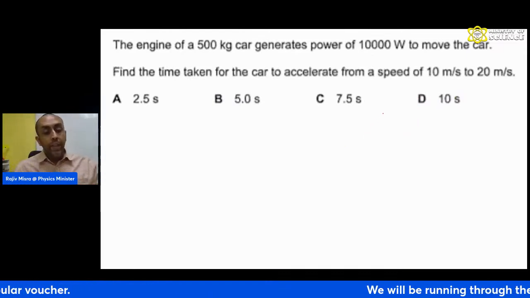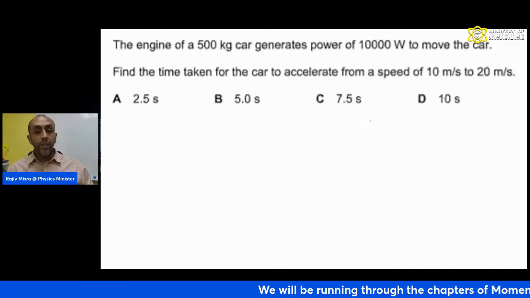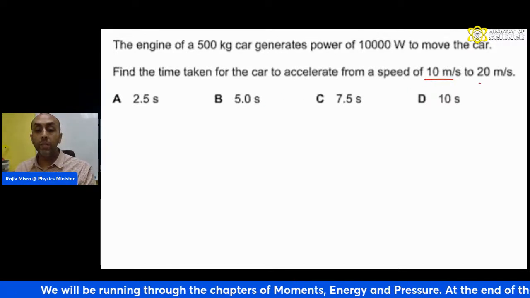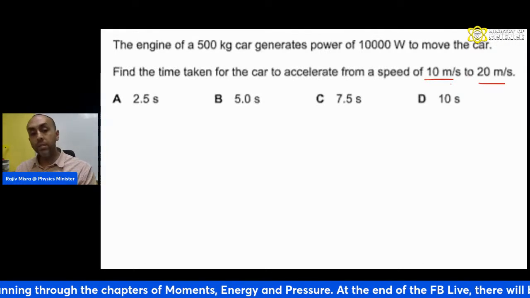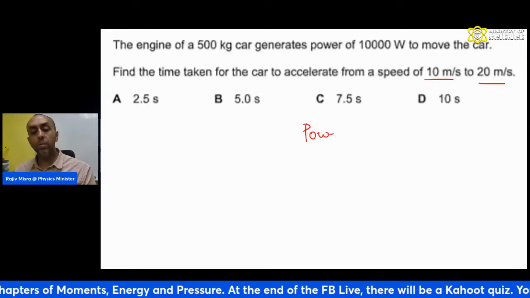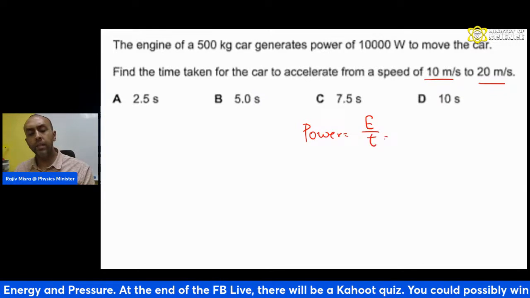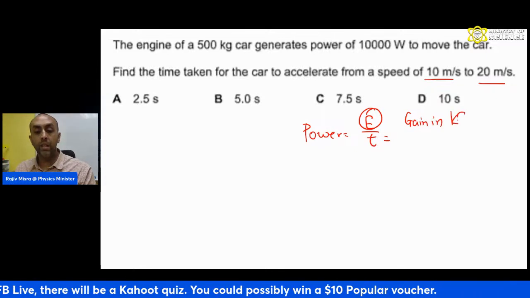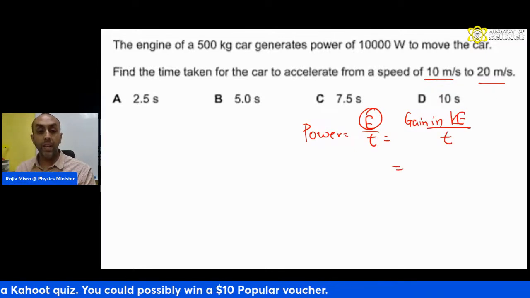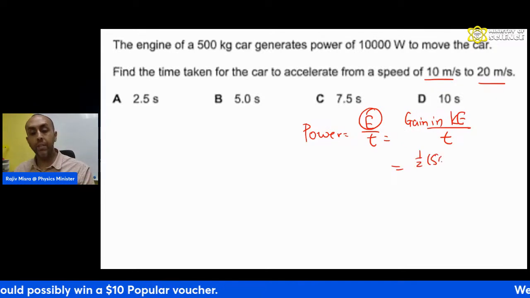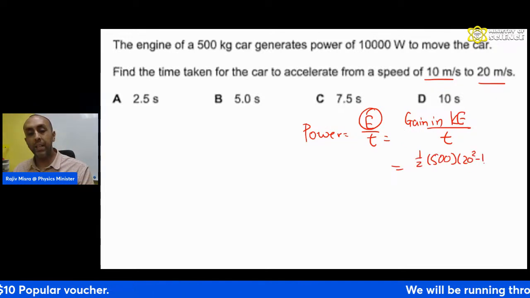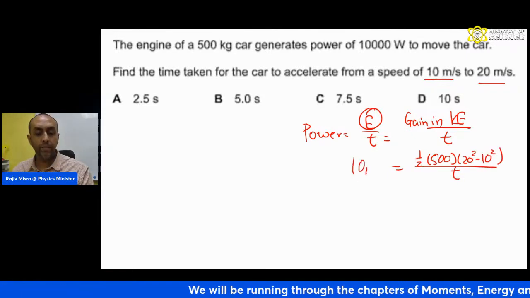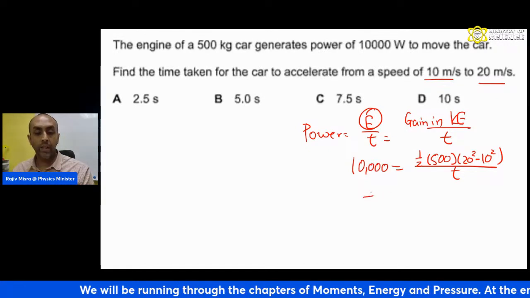Now, the engine of a 500 kg car generates a power of 10,000 watt to move the car. Find the time taken to accelerate from a speed of 10 to 20 meters per second. So you have to ask yourself, okay, power equals energy over time. Now, energy in this case is gain in kinetic energy. Time is what we're trying to get. So gain in kinetic energy is just half times 500 times (20 square minus 10 square), over t. The power is 10,000. And you calculate for t.